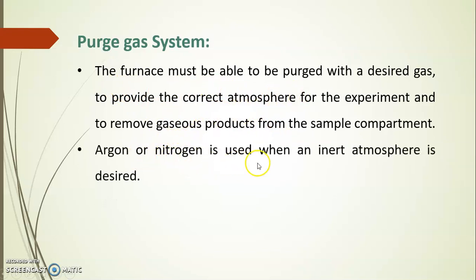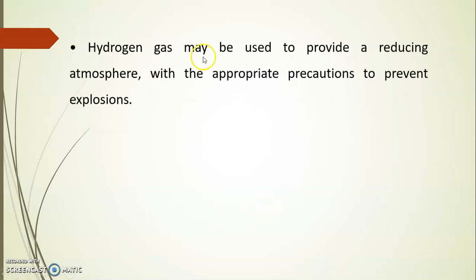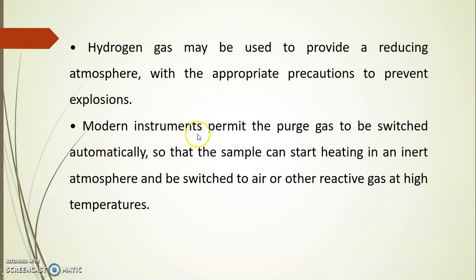Argon or nitrogen is used when an inert atmosphere is desired. Air is often used for oxidation and combustion studies. Hydrogen gas may be used to provide a reducing atmosphere, with the appropriate precautions to prevent explosions. Modern instruments permit the purge gas to be switched automatically, so that the sample can start heating in an inert atmosphere and it will be switched to air or other reactive gas at higher temperatures.